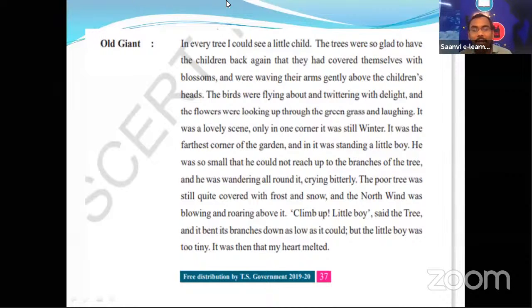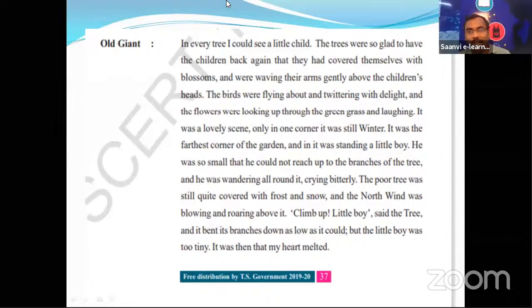It was then that the giant's heart melted. The giant felt sympathy towards the little boy as he was not able to climb up the tree. See, now the old giant's character has changed a little. Now the old giant might have understood the reason why the spring did not come into his garden. Am I correct? Yes, the giant was so selfish. That's why God wanted to punish him, so he did not send the spring into the garden of the old giant.